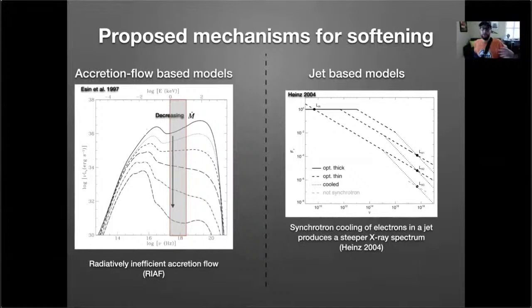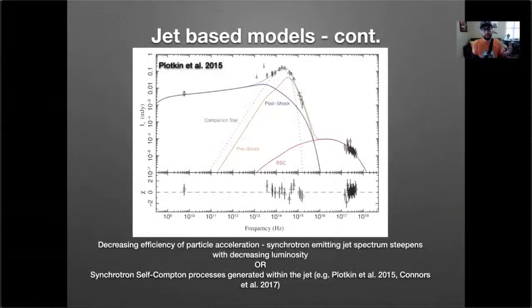For example, the softening might be due to synchrotron cooling of electrons in a jet. Hynes 2004 showed that that indeed produced a steeper X-ray spectrum. Or we could have other jet-based models, such as a decreasing efficiency of particle acceleration, where with decreasing luminosity, we see the synchrotron jet spectrum steepen. Or there could be some synchrotron self-Compton processes generated within the jet, and the softening we see is due to a decrease in the so-called Compton Y parameter.